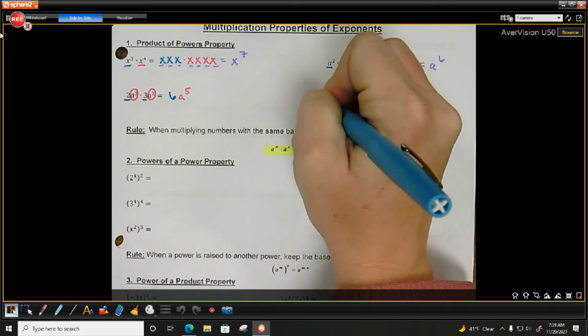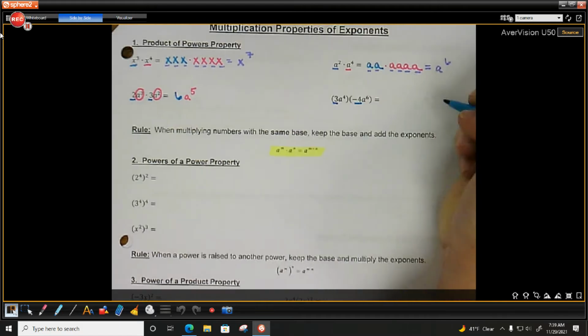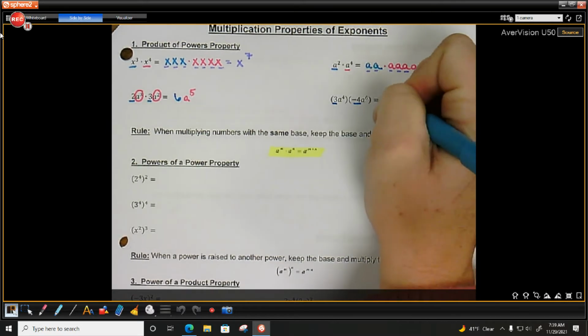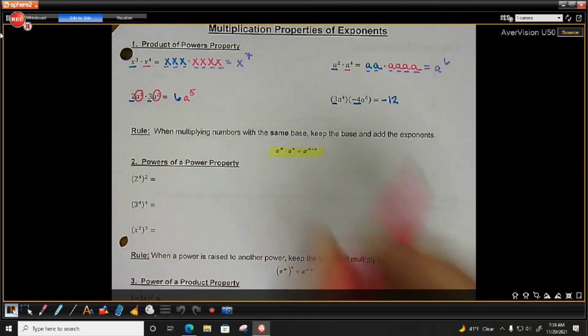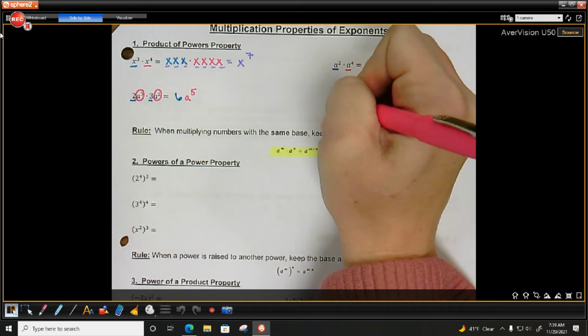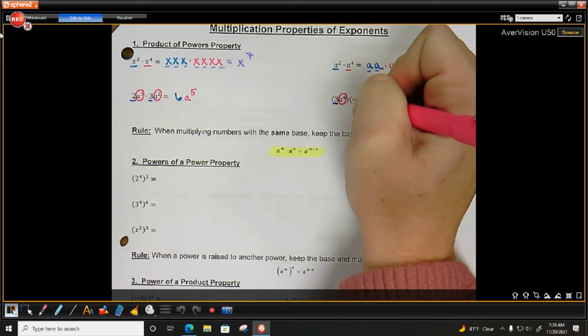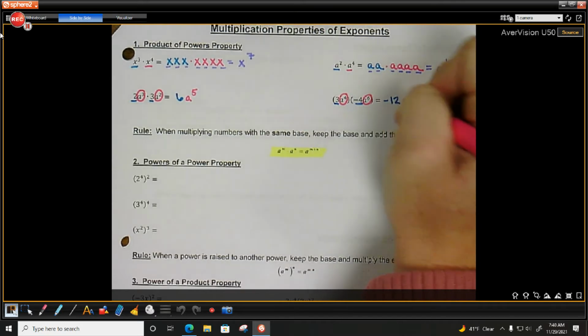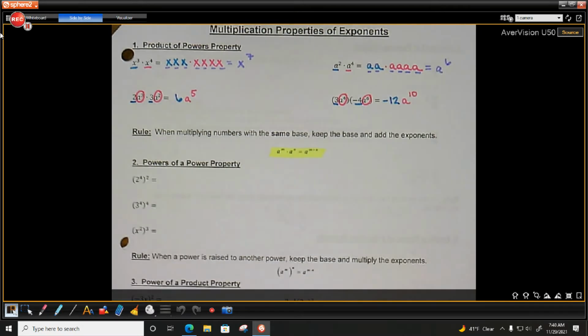3 times negative 4. What's 3 times negative 4? Negative 12. Good job. And then I have 4 a's here and 6 a's here. So how many a's in all? So a to the 10th power. We go with those?